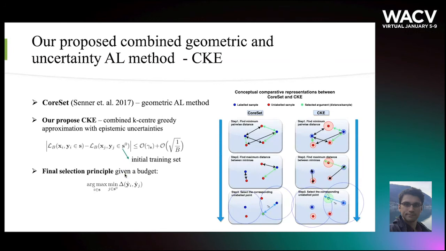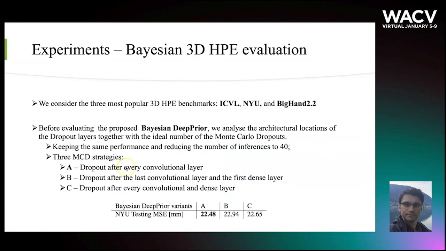Following the concepts from Coreset, a geometric active learning method, we adapt it and combine it with the epistemic uncertainty from the Bayesian deep prior. Coreset is based on the risk minimization between an initial training set and a coreset for selection. This is approximated through a k-center greedy algorithm. The figure represents this algorithm on the left and our variant on the right. First, we find the minimum pairwise distances between labeled and unlabeled predicted skeletons. Then from those minimums, we select the maximum distance, and finally we pick the corresponding unlabeled example. In CKE, we include the epistemic standard deviation in the distance computation.